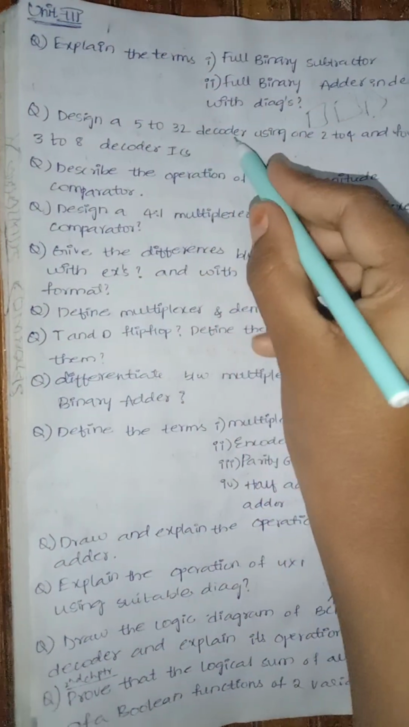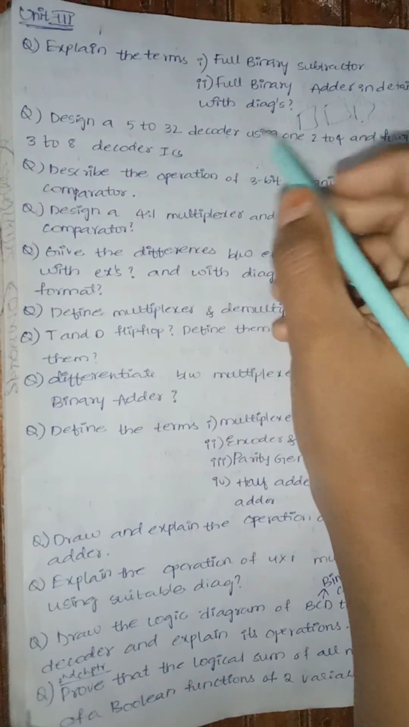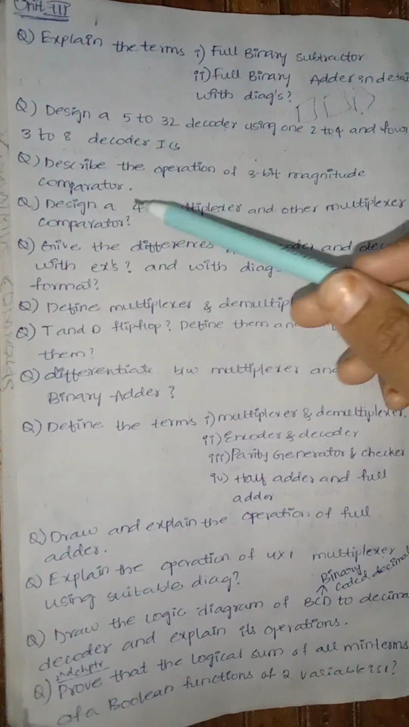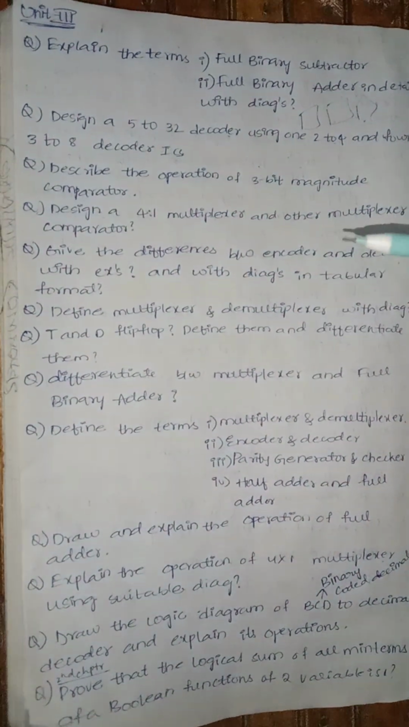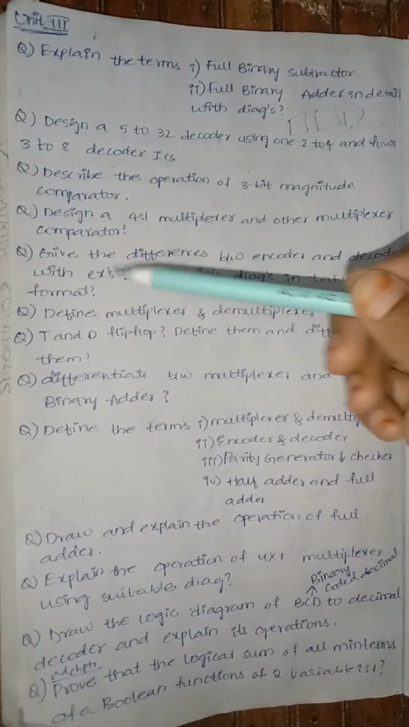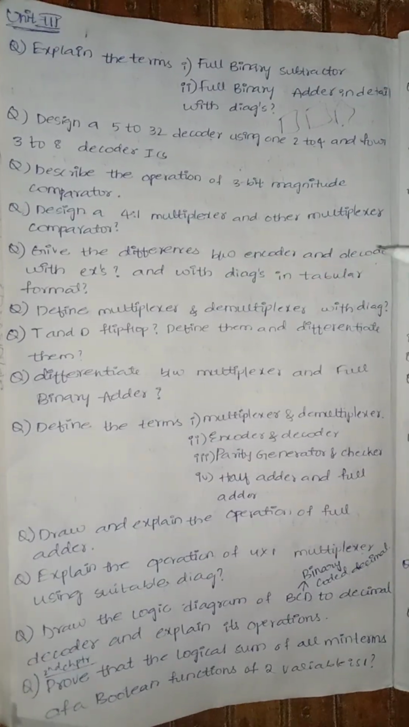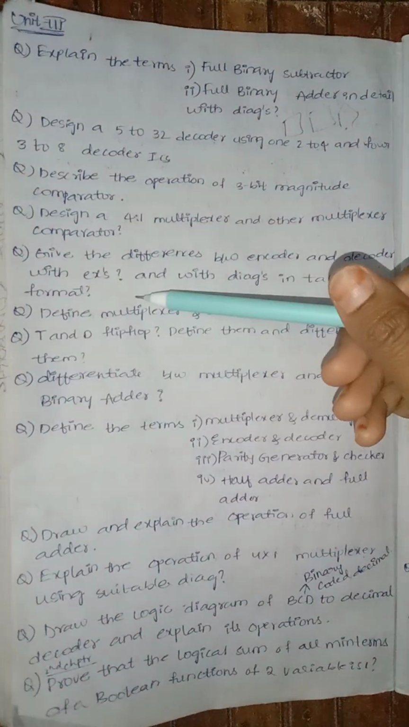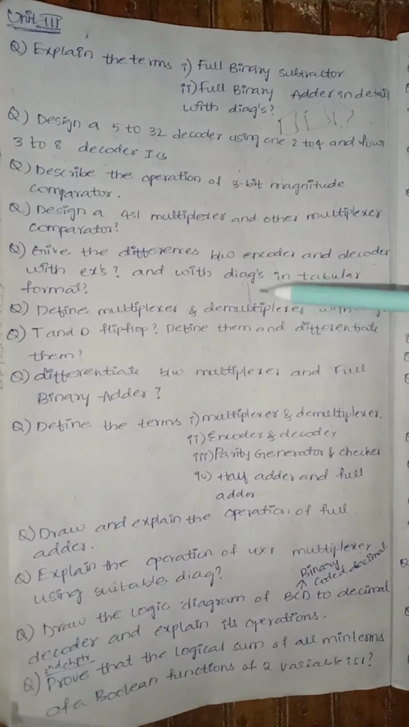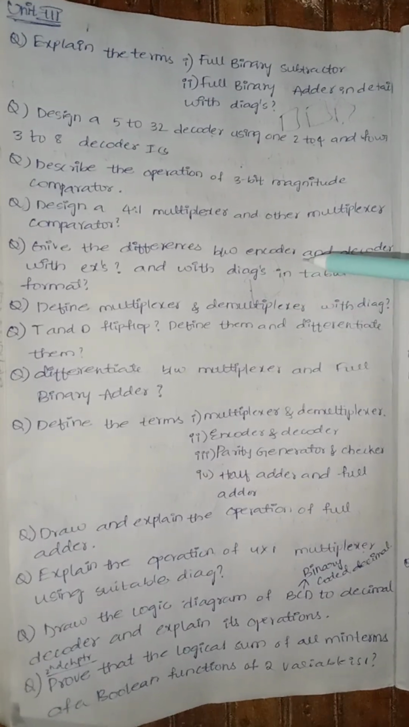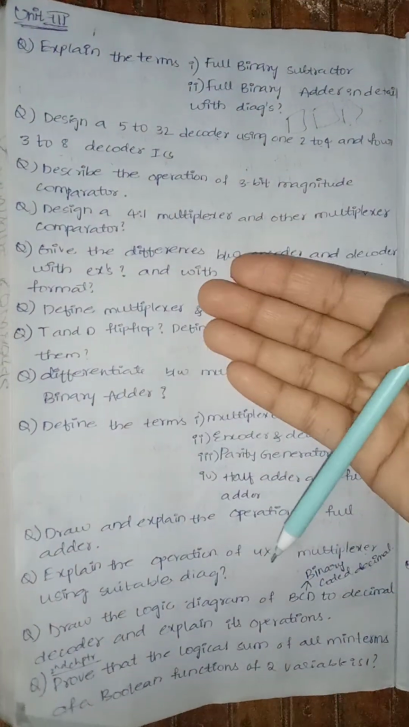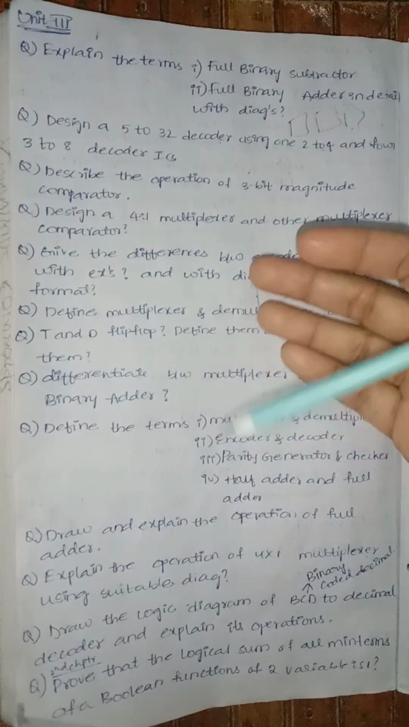5 to 32 decoder, 2 to 4 and 4 to 32 decoder, 3-bit magnitude comparator. By using a comparator they will also ask multiplexer concepts, 4:1 multiplexer and other multiplexers. Difference between encoder and decoder, with diagrams in tabular format. Difference with example, one side is encoder, the other side is decoder. One side is multiplexer, the other side is demultiplexer. You need to explain it in detail with a diagram. By using diagram and explanation, you will get good marks.